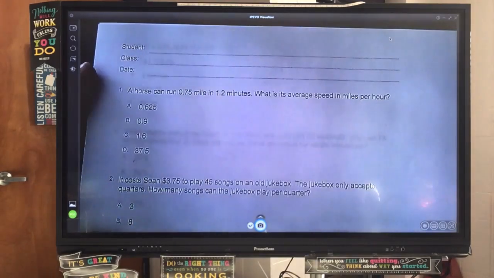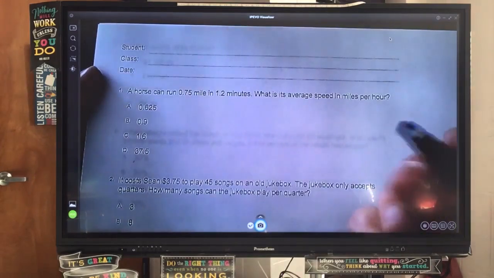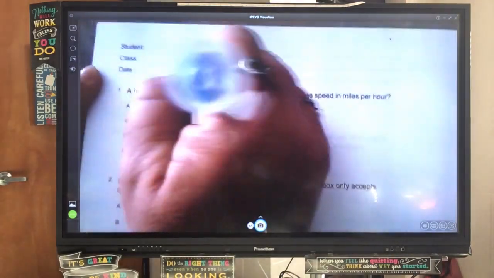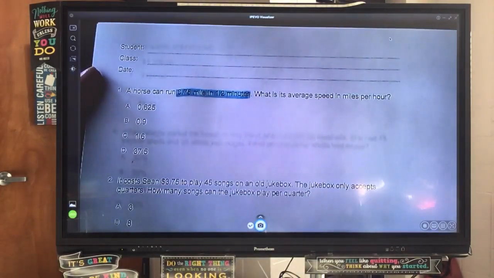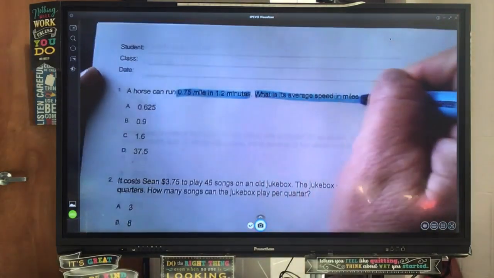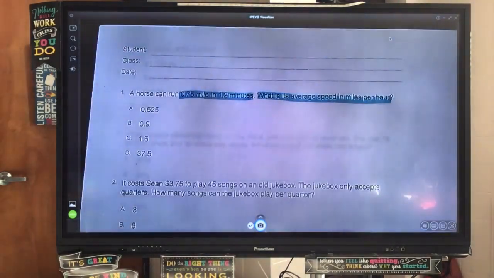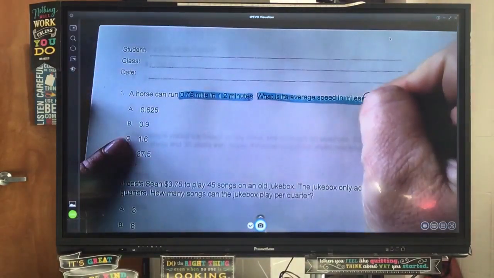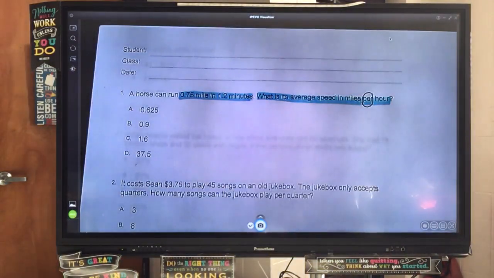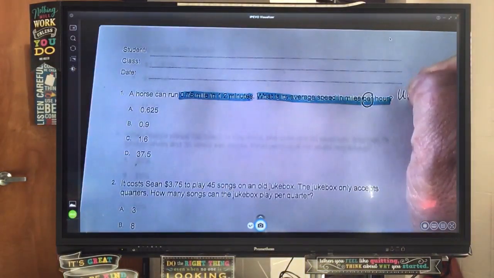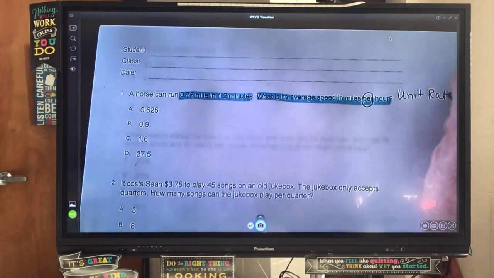Ronnie? A horse can run 0.75 miles in 1.2 minutes. Okay, what else is important? Mikhail? Okay, and then you see this keyword right here, per. What is that telling us? What is that telling us, Delilah? So we're going to be finding the unit rate for this one, right?